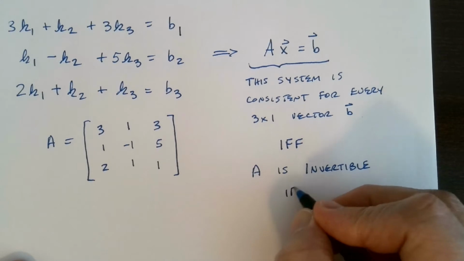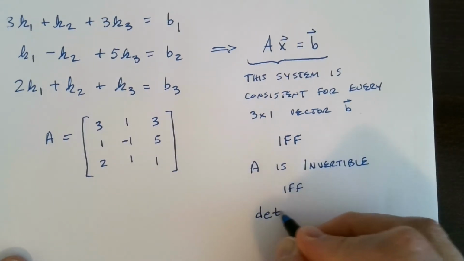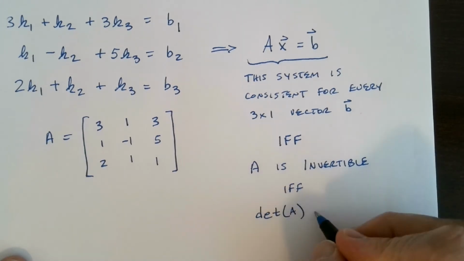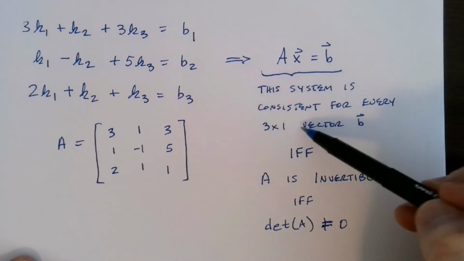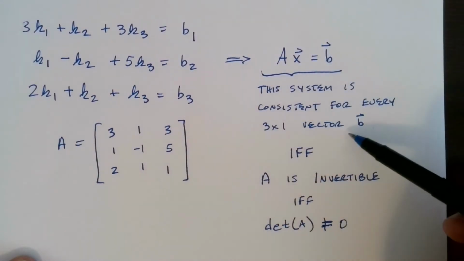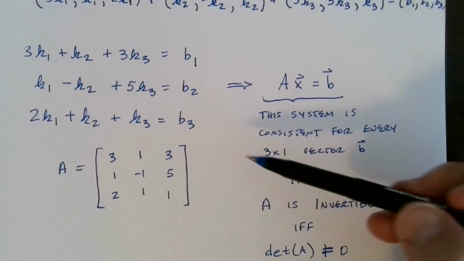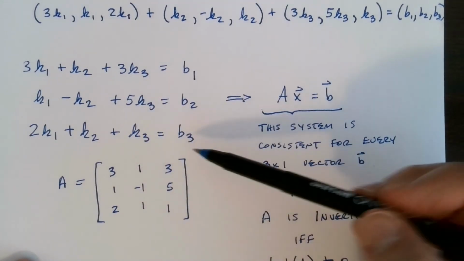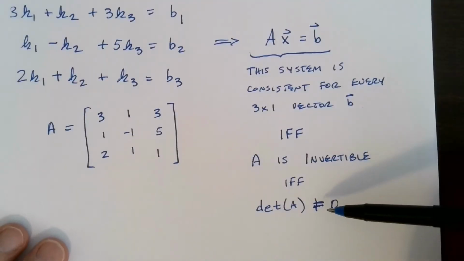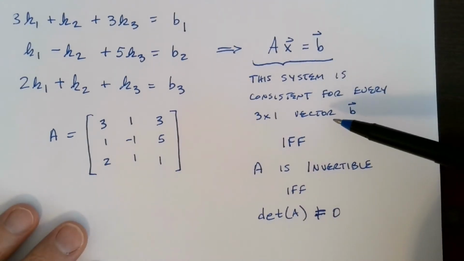But this is true if and only if what? There's several statements, and one that's very easy to use is what? The determinant of A is what? If A is invertible, the determinant of A is what? Not equal to 0. So look, I can tell if this system is consistent for every vector B by simply looking at the determinant. If the determinant of this matrix is not 0, then this system is consistent. What happens if the determinant is equal to 0? Well, that means there's at least one B where this system is not consistent.